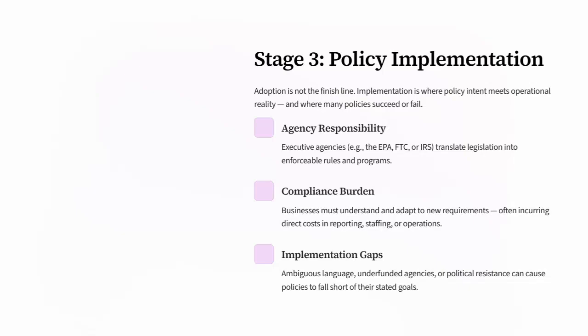Stage 3 is policy implementation, where legislative intent meets operational reality. Adoption is not the finish line. Implementation is where policies succeed or fail. Executive agencies, such as the EPA, FTC, or IRS, translate legislation into enforceable rules and programs. At the same time, businesses must understand and adapt to those requirements, often taking on costs related to reporting, staffing, or operations. Implementation can also fall short when language is ambiguous, agencies are underfunded, or political resistance limits effective enforcement.